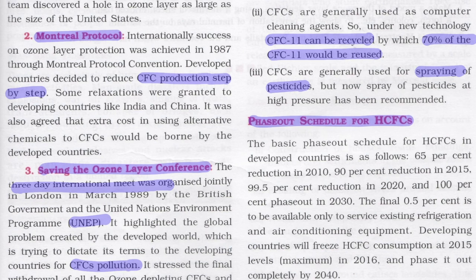Phase out schedule for HCFCs. The basic phase out schedule for HCFCs in the developed countries is as follows: 65% reduction in 2010, 90% reduction in 2015, 99.5% reduction in 2020, and 100% phase out in 2030. The final 0.5% is available only to service existing refrigeration and air conditioning equipment. Developing countries had already frozen HCFC consumption at 2015 levels in 2016, and they have planned to phase it out completely by 2040.